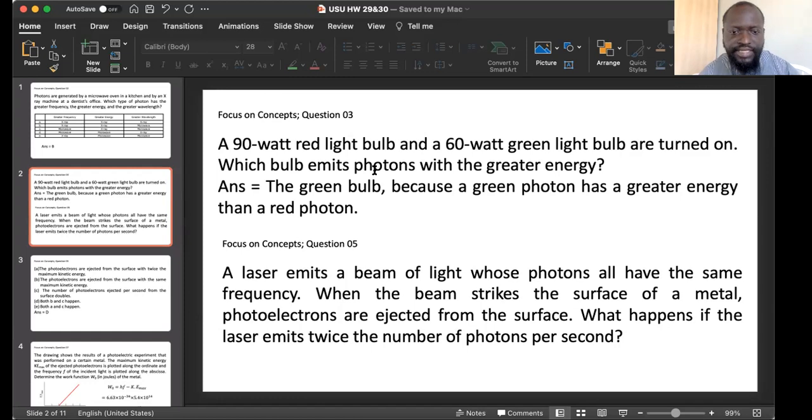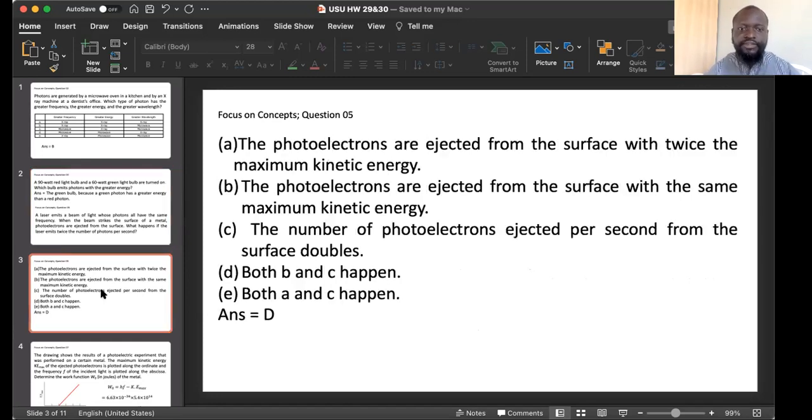So the next question is focus on concept question 05. It says a laser emits a beam of light whose photons all have the same frequency. When the beam strikes the surface of a metal, photoelectrons are ejected from the surface. What happens if the laser emits twice the number of photons per second? So we'll have all these options, but the correct one is B and C. That is option number D.